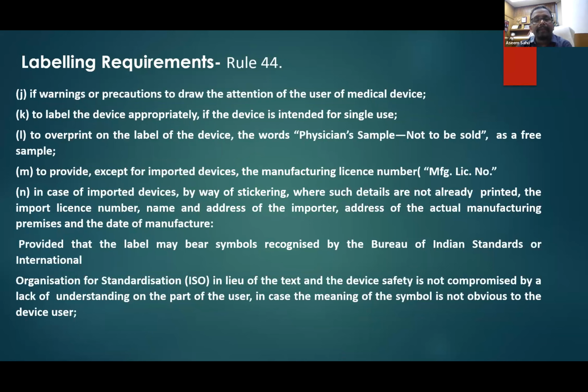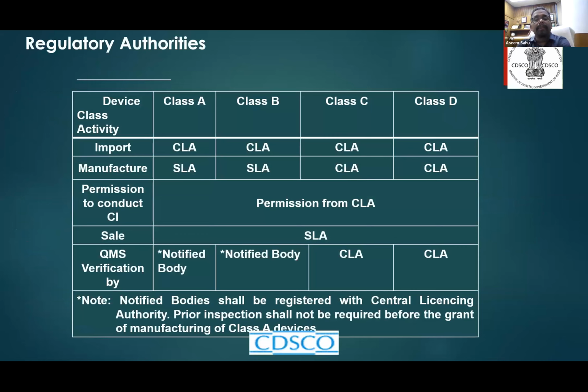If it is a manufacturing license, then they need to mention the manufacturing license number on the label of the product. In case of imported devices, certain information can be put on the label of the devices by way of stickering. The various international nomenclature can also be adopted while complying with the labeling requirements for medical devices. So that provision we have made under the Medical Device Rules.